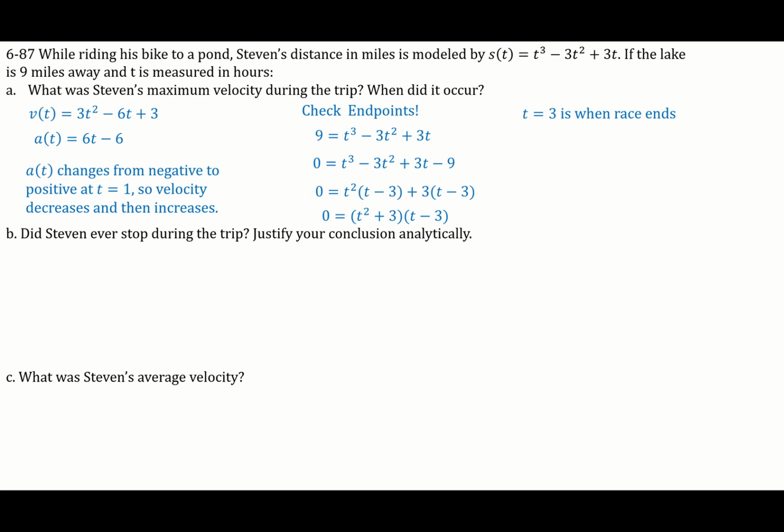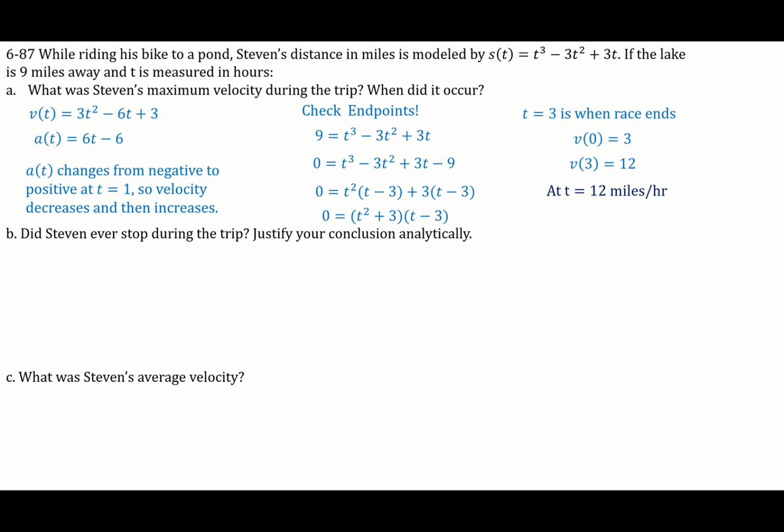So t equals 3. It's just when he gets to the lake. But t equals 3 is when he gets there. So my first endpoint is at 0, my second endpoint is at 3. If you plug 0 into the velocity equation, you have 3. If you plug 3 into the velocity equation, you get 12. So his velocity was at a maximum when time t equals 3, and the actual maximum velocity was 12 miles per hour. So when you check your endpoints, make sure you plug them into the velocity equation because we're testing for a maximum velocity. Don't plug it into the distance equation.